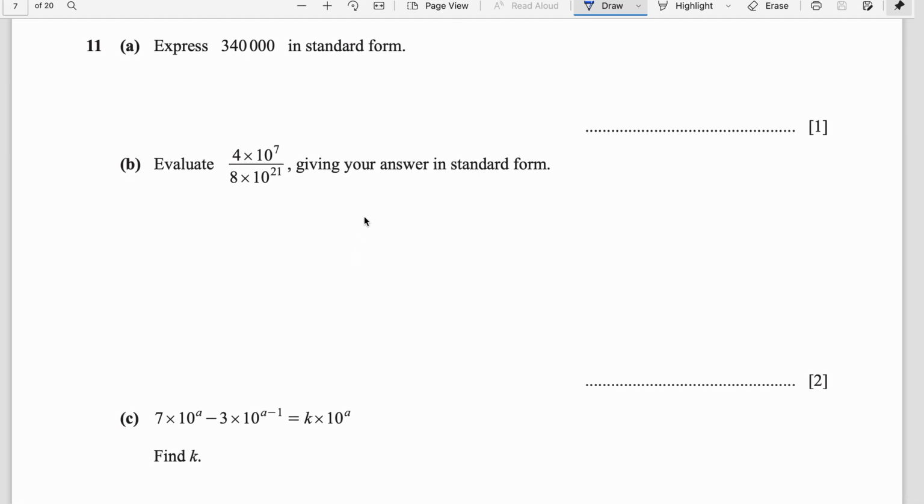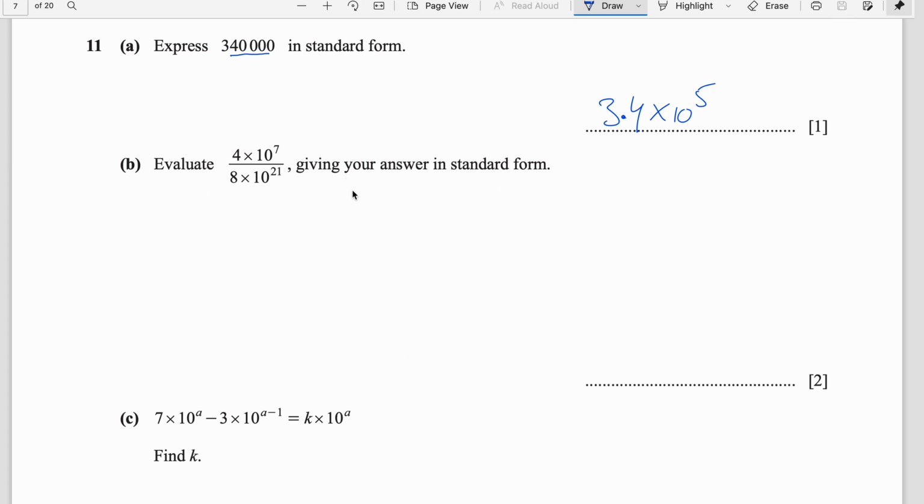Question number 11. Express the given number in standard form. So standard form is first digit and then you have a decimal, then 4, and these are 1, 2, 3, 4, 5 into 10 raised to the power 5.